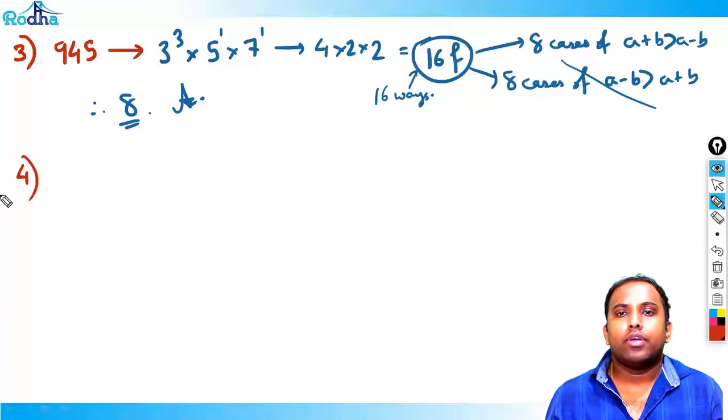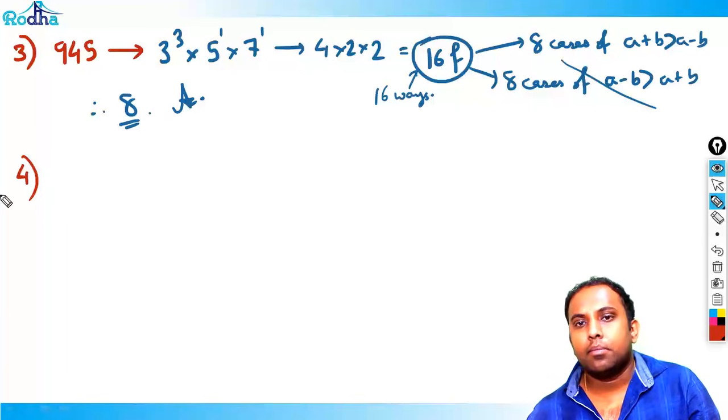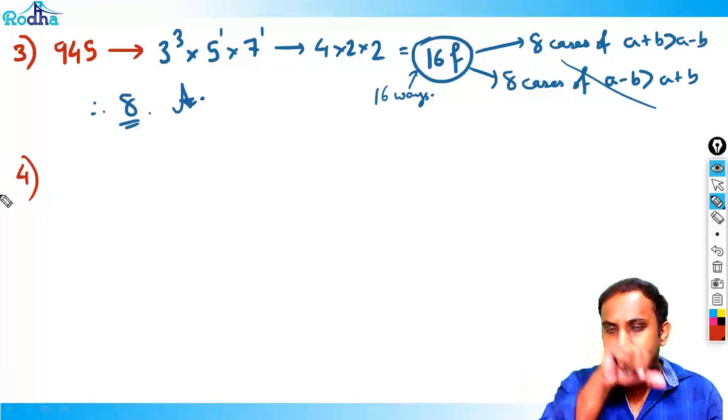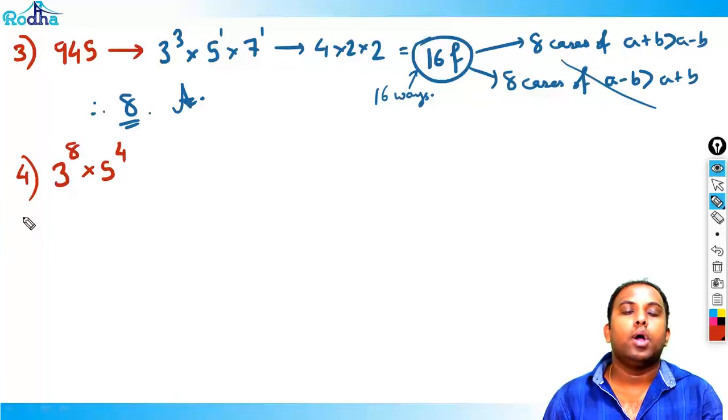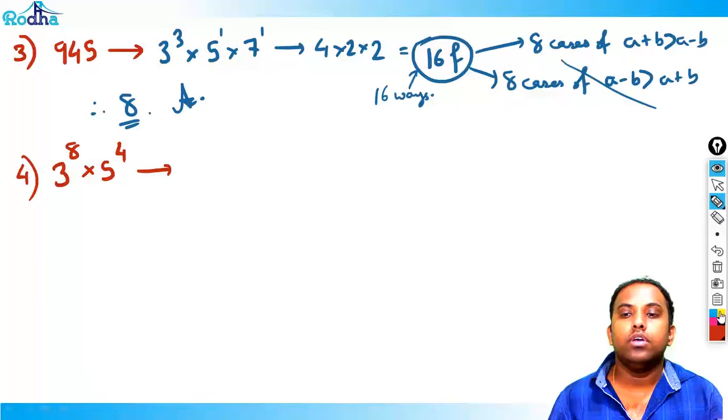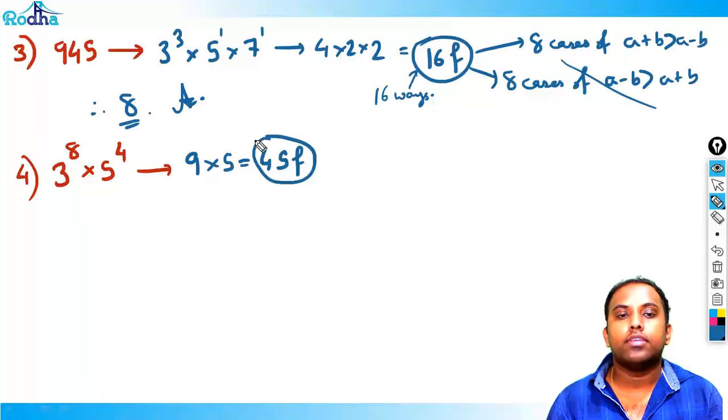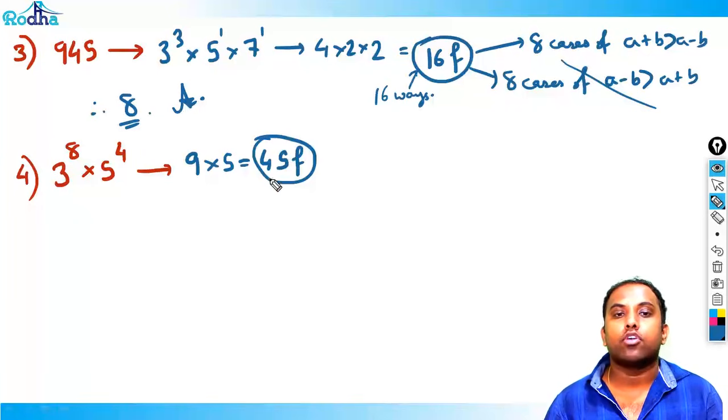I can take any example of any perfect square. Suppose the number is 3 raised to 8 into 5 raised to 4. In how many ways can you write 3 raised to 8 into 5 raised to 4 as a difference of two perfect squares? The same funda will go. We'll directly write, because we don't have to break now. It's quite easy now. How many factors? 9 into 5. Total we have 45 factors. 45 is an odd number. Why odd? Because we know a perfect square has an odd number of factors.